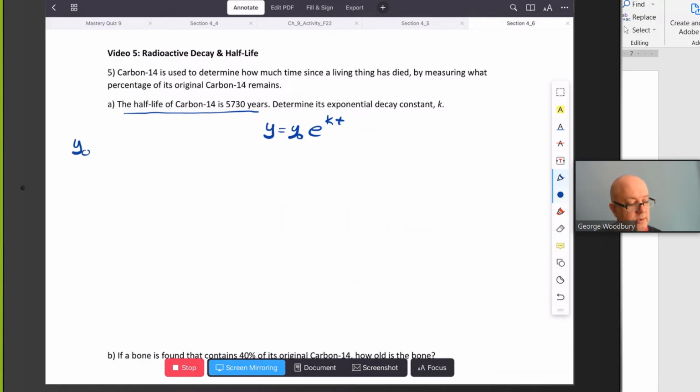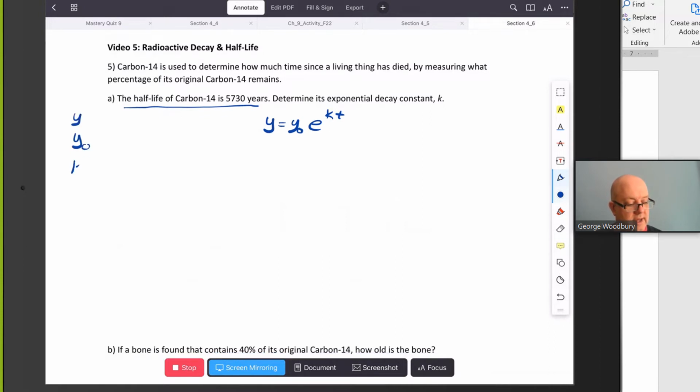Y sub 0, y, k, t. We know that we don't know the original amount. All we know is that it takes 5,730 years for it to cut in half. So whatever y sub 0 is, it will end up being half of that. And we can use this to figure out what k is.